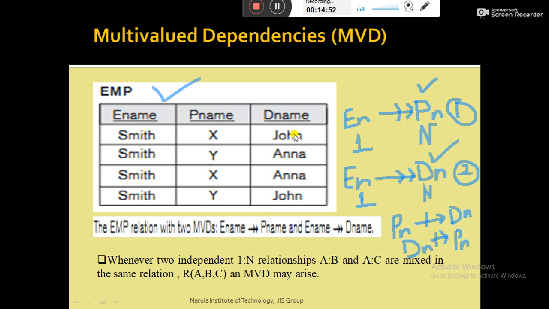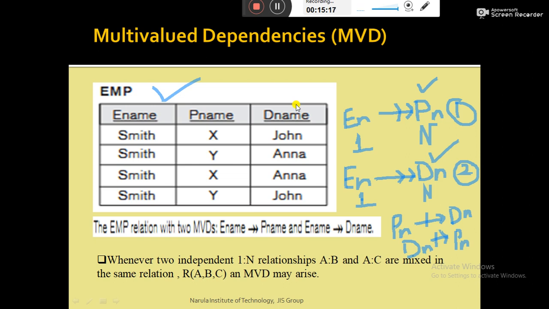Similarly, if you provide D name value John, what is the value of P name? X as well as Y. So for a particular value of D name, we don't have a unique value of P name. So P name is not functionally dependent on D name. So P name and D name, these two attributes, are not functionally dependent on each other.